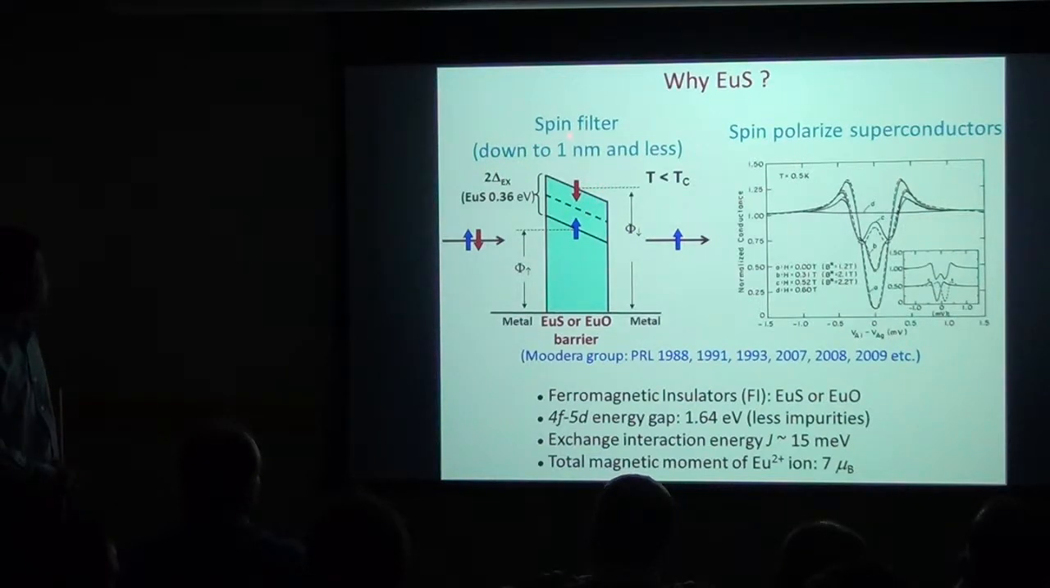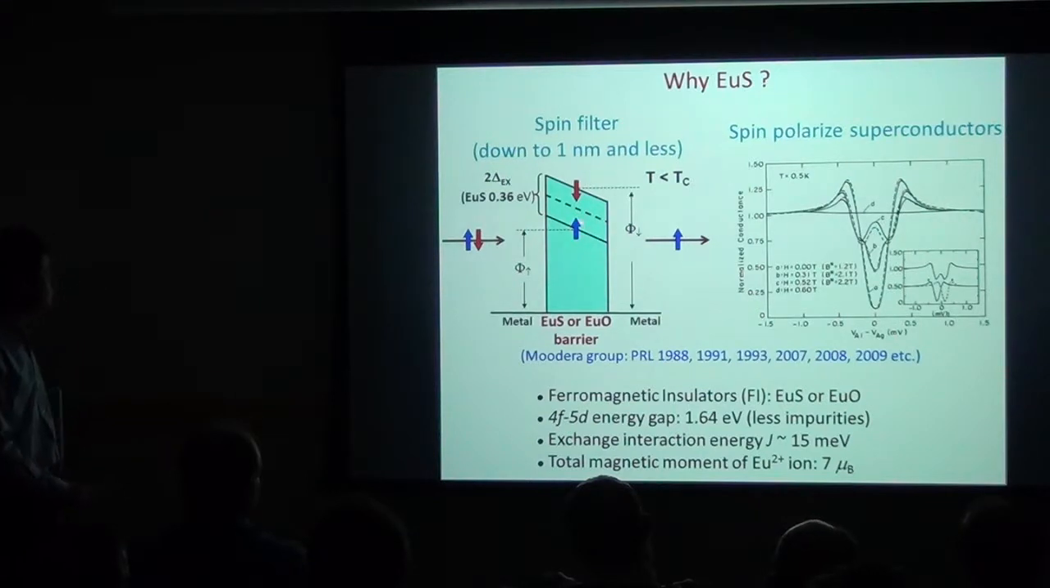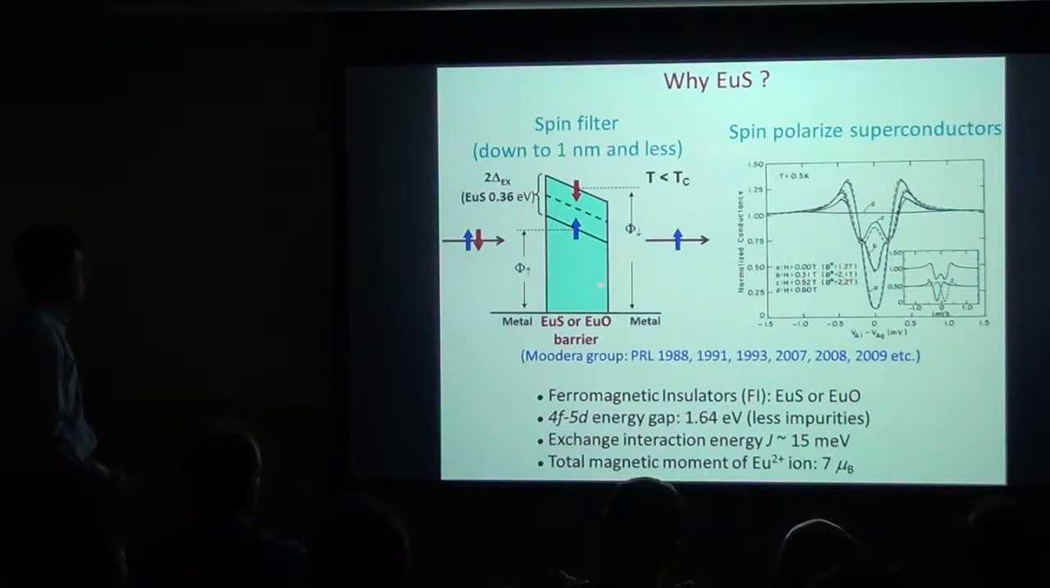We can actually make a tunnel barrier down to 1 nanometer thickness. And the unique thing about europium sulfide as a tunnel barrier is that the barrier height is related to the spin direction of the electron, which means spin up sees a lower barrier height compared with spin down electrons. This unique property makes europium sulfide a good spin filter.